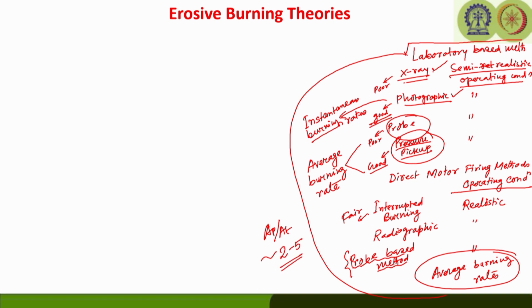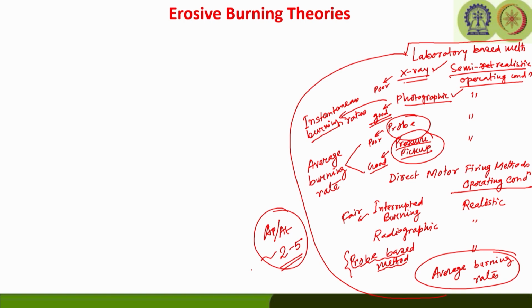Okay. So, if we have a smaller cross section of the port, we can expect that the cross flow velocity is going to be higher, and that will cause the erosive burning. So, this number we should actually follow from the literature, that typically this falls in the category of 2 to 5. Having said that, now let us come to the erosive burning theories.